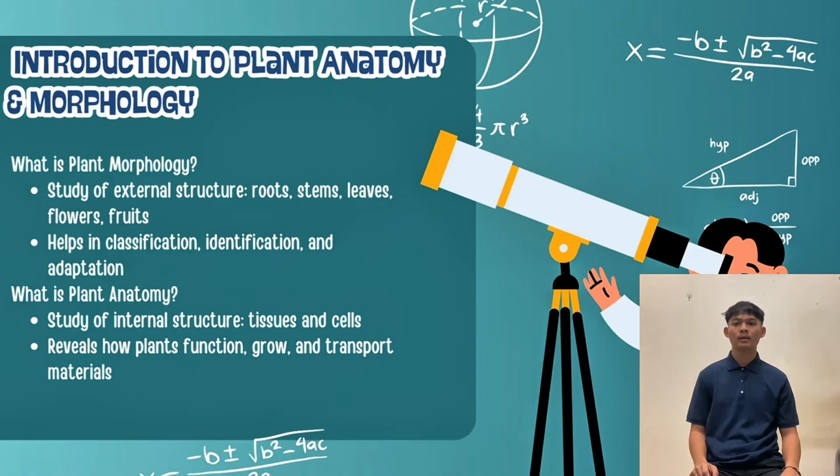On the other hand, plant anatomy focuses on the internal structure, the tissues and cells that work together inside the plant to support growth, transport water and nutrients, and carry out life processes. Both morphology and anatomy are important. Together, they help us understand how a plant grows and how it functions, both on the outside and inside. In the next slide, we will go deeper into each area.